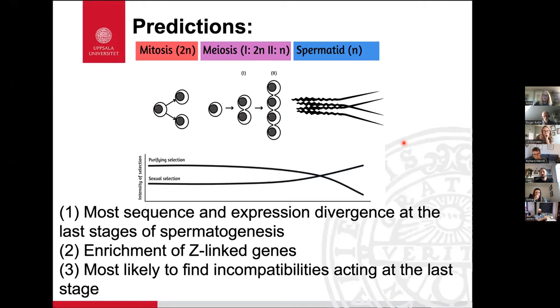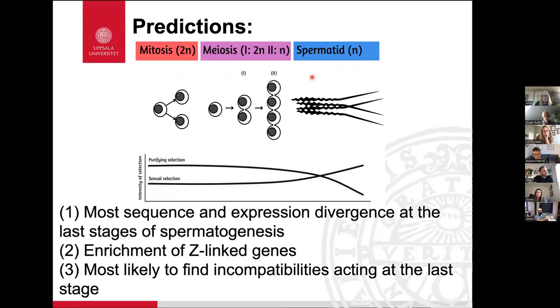So what were the predictions? For simplicity, spermatogenesis can be divided into three major steps. The first step would be very basic. Here, mitosis occurs. And then we have the second step, where the different cells go through meiosis, various stages. And in the final stage, the sperm acquire the sperm-typic traits like tails and other specific traits.